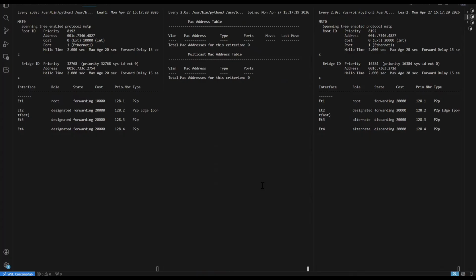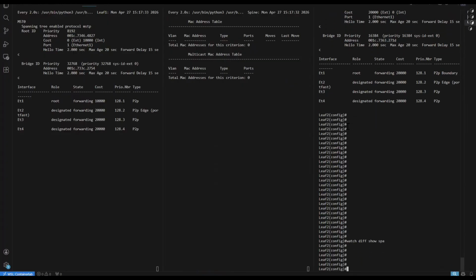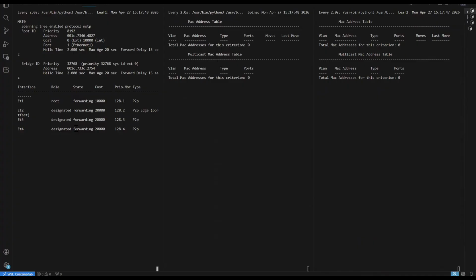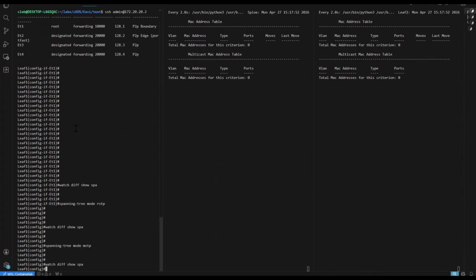Okay, so on the spine, we'll be seeing the MAC address table. We'll be monitoring the MAC address table changes on the spine, and on leaf 2 as well. Show, sorry, watch. Okay, so let me go to this.